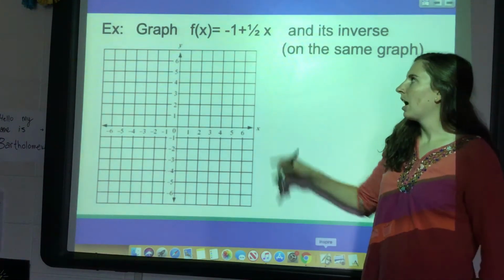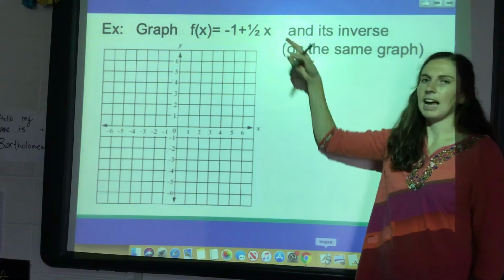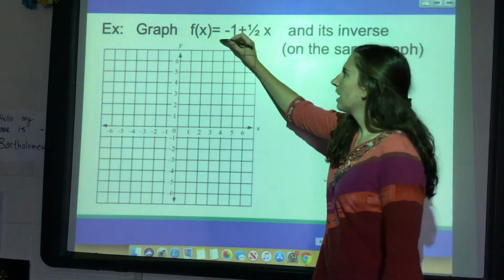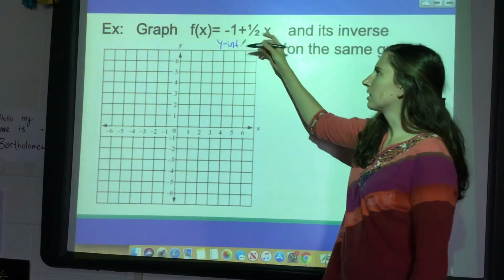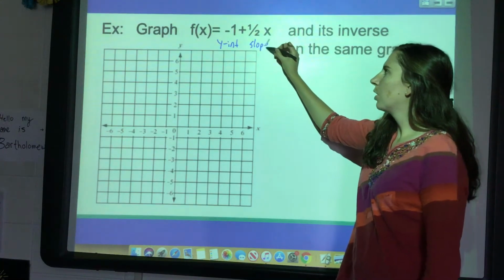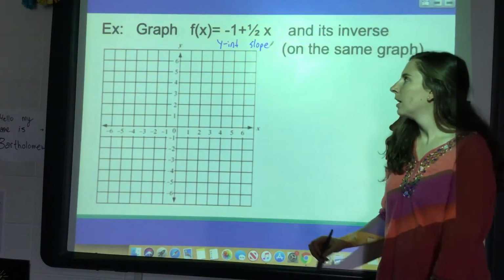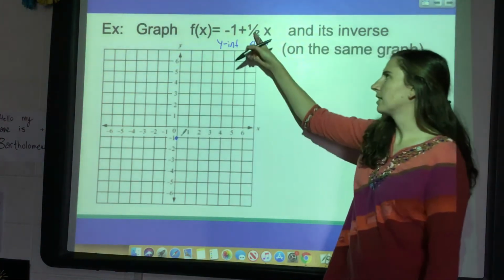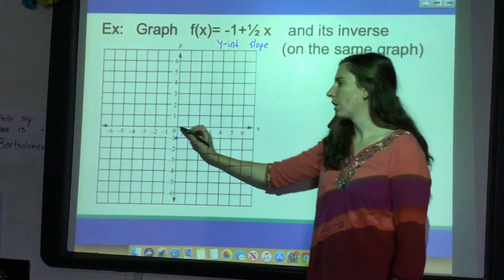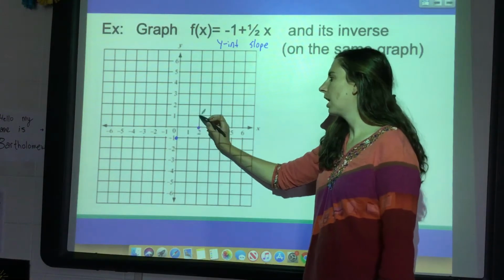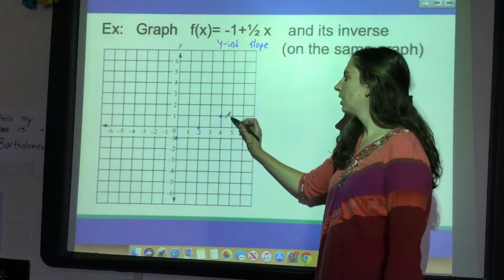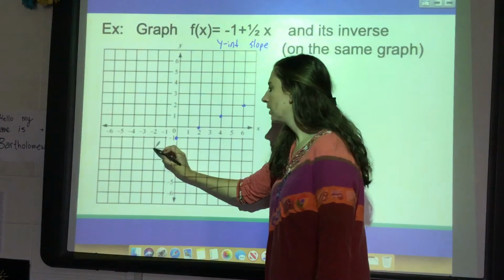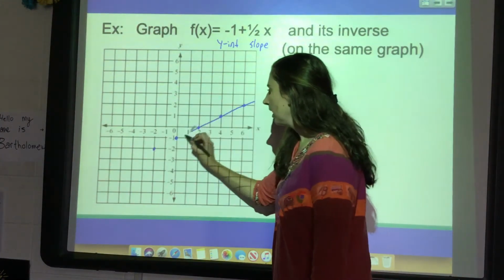For example, I know this is just a line because it just has an x. This is the y-intercept, and this is the slope. So I can graph it pretty easily. If I start at -1, that's my y-intercept. It has a slope of 1/2, so I'll go up 1 over 2, up 1 over 2, up 1 over 2, and so on, and there's my line.